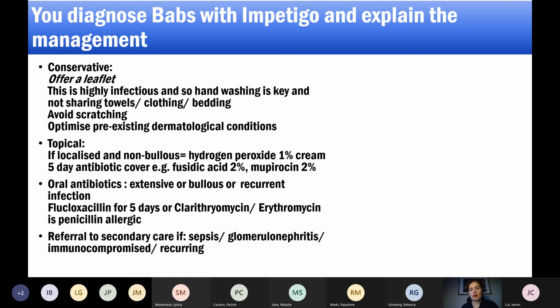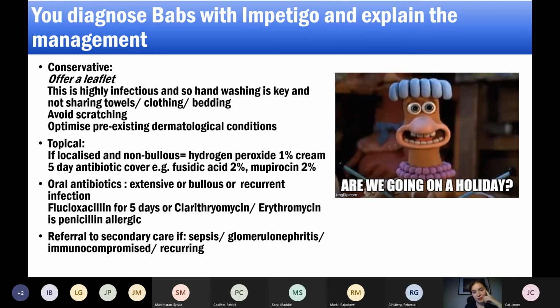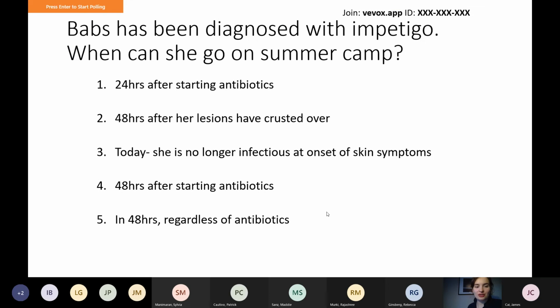Have they got other coexisting problems that would make them more at risk of not clearing this? So Babs, she wants to go back to summer camp. She wants to enjoy her forest school time. So when can she go back?